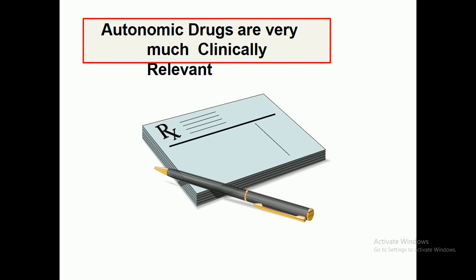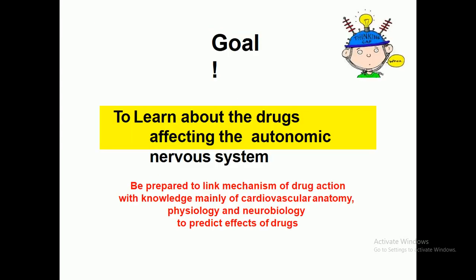Now come toward the autonomic drugs. They are very much clinically relevant, as we know that before studying the pharmacology of the drugs which can act upon the sympathetic nervous system, parasympathetic nervous system and autonomic nervous system, you will have to clear the basic concepts of the physiology of the nervous system: what is the nervous system, what is the central nervous system, what is the peripheral nervous system, what is the brain, what is the spinal cord. Then it will be easy, especially for all my students, to understand these topics.